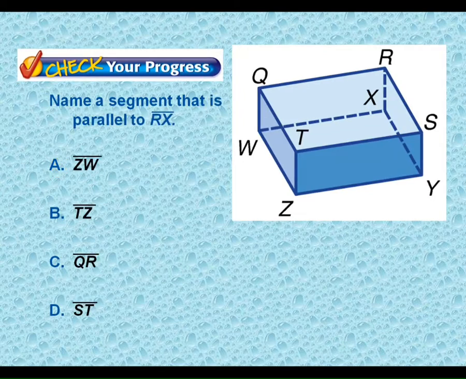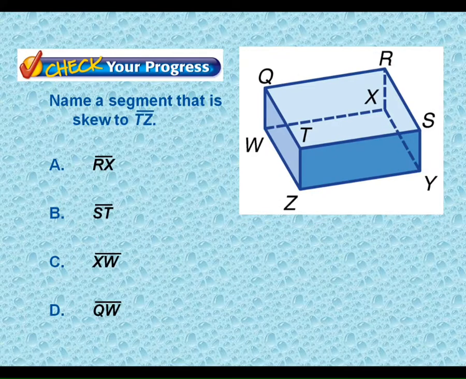We've seen those before. Name a segment that's parallel to RX. RX is here. Which of those would be parallel? It'd be TZ, right? Those are parallel to each other. Name a segment that's skew to TZ. Out of those, we would say XW would be skew because those can't be in the same plane, right? Those aren't in the same plane. They do not cross. Those would be skew.